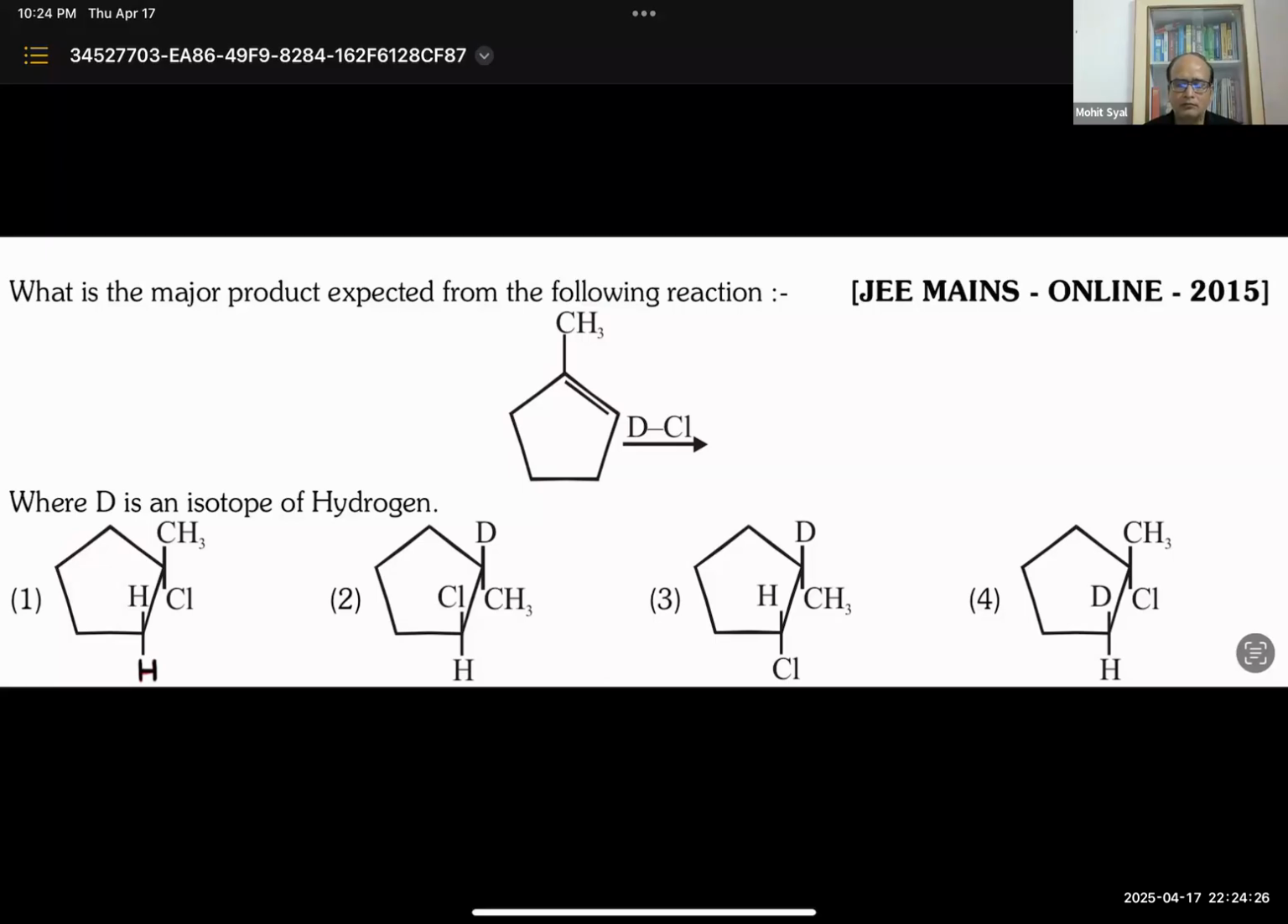Yes, sir. This is just the Markovnikov addition. Rich gets richer structure. So where you already have more hydrogen, that is where the hydrogen is going to get attached. So what is going to be the final answer?